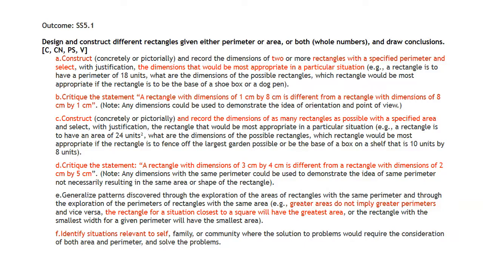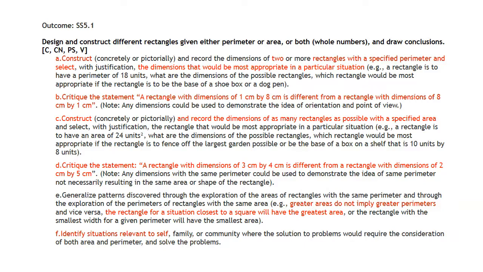And then you record the dimensions, which is the length and the width, of two or more rectangles with a specified perimeter, meaning the book is going to tell you what the perimeter has to be. And then you have to figure out what dimensions would be most appropriate for a particular situation. So for example, they've said that perimeter has to be 18 units. What dimensions of all the possible rectangles could you have? So we'll get into that in just a minute.